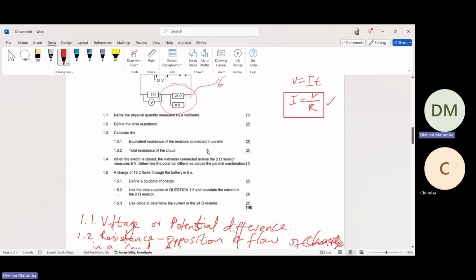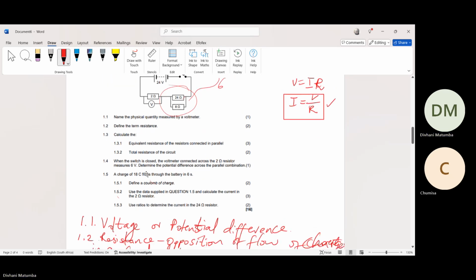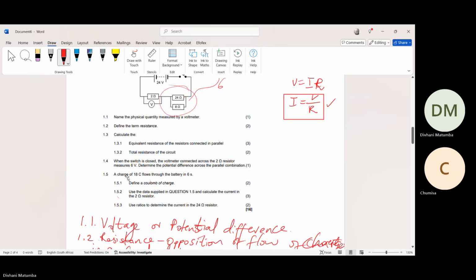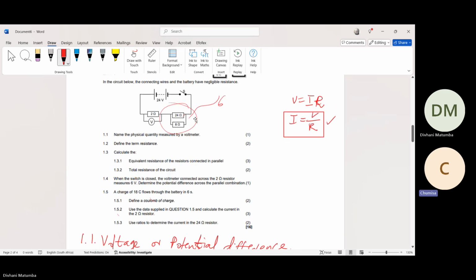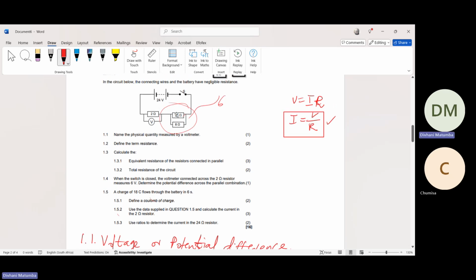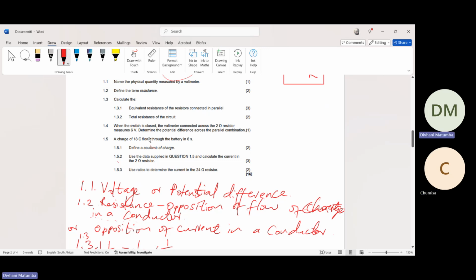Now, what is the potential difference across the 2 ohms? That one will be very simple. It will be the total minus what we have on the parallel section, so 24 minus 18. You agree? Yes, sir. Okay, but that was not asked.